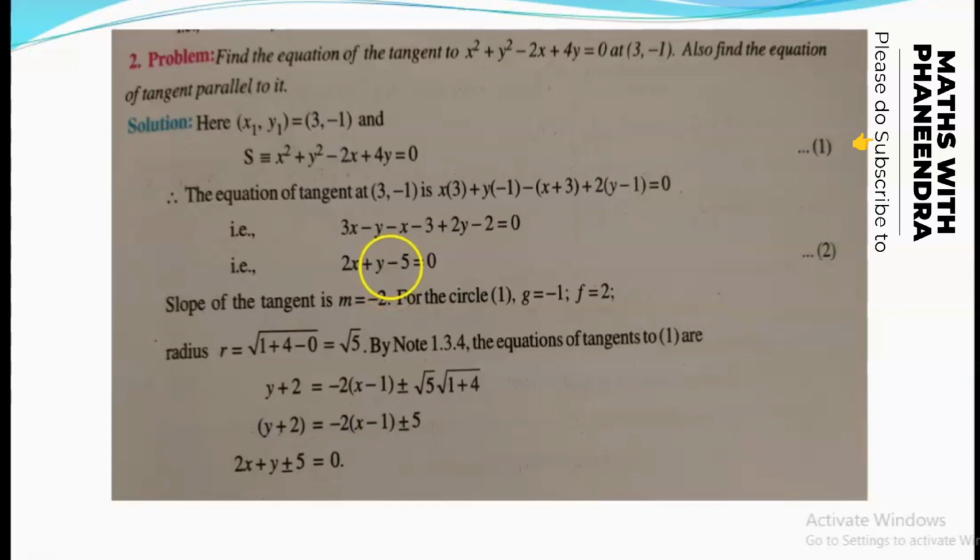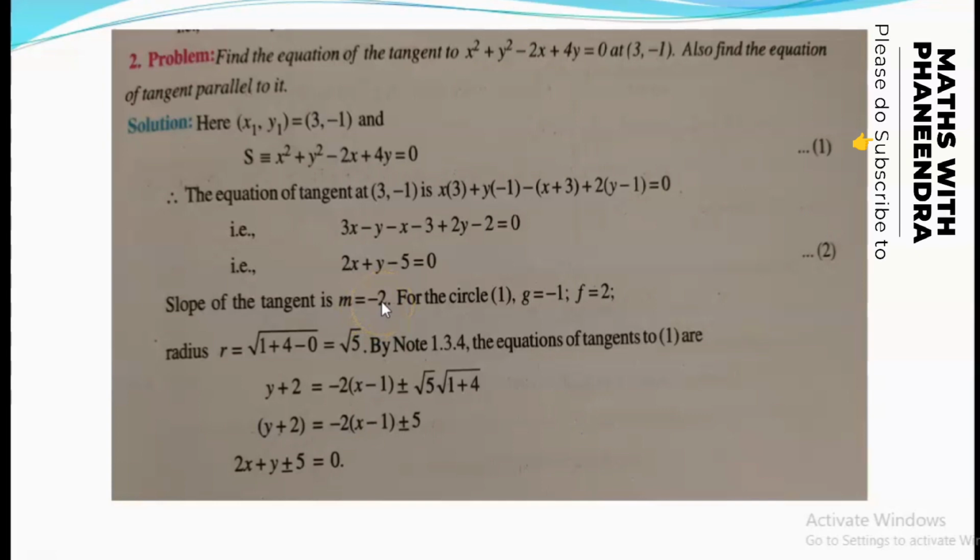The slope of this line you can calculate by using the formula minus x coefficient by y coefficient. Or if you compare this equation with ax + by + c = 0, a = 2, b = 1 and c = −5. Slope definition m = −a/b. So −2/1, which is equal to −2. Slope m = −2.